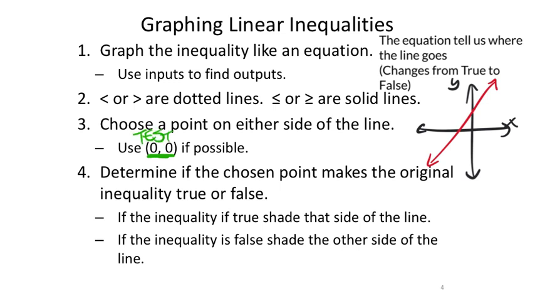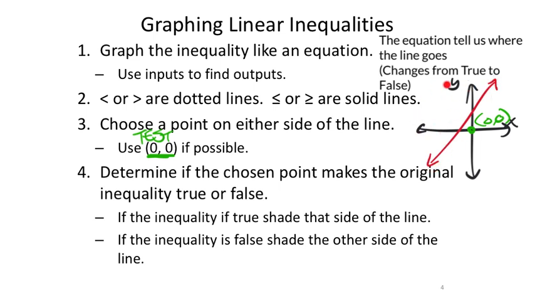Okay, and why are we doing that? It's because no matter what the equation looks like, the origin, which is here, that would be (0, 0), makes the x and y values easy to work with because we're using 0. Now you could use (1, 1), again, as long as it's not on your graphed line. But we're testing that point because the line tells us where we change from truthfulness to falsefulness.